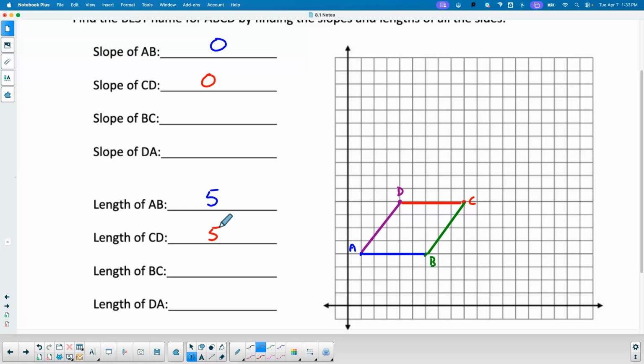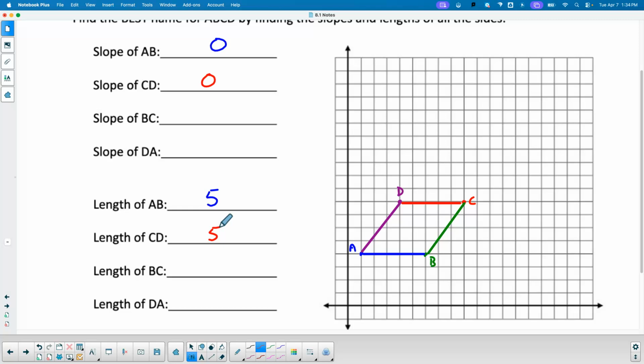Okay. What can you tell me about AB and CD? They're parallel right now. Yes, they're the same length, but that doesn't tell me anything right now, but I at least have one. So minimally, we are at a trapezoid, right? We have one set of parallel sides.